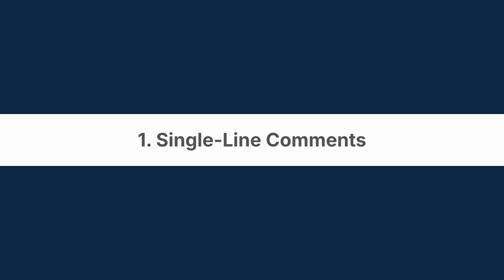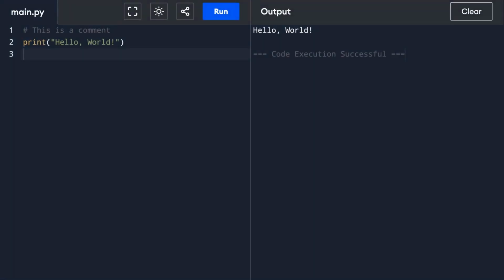One, single-line comments. Comments in Python are lines of text that are ignored by the Python interpreter. They are used to explain the code, make it more readable, and help programmers understand the logic behind it. Comments are not executed, meaning they have no impact on how the program runs.